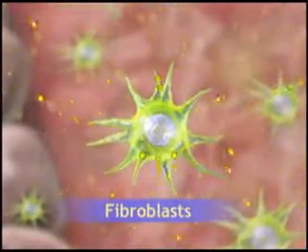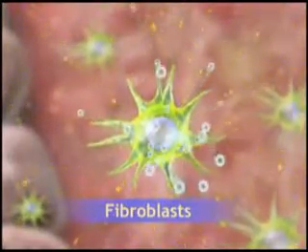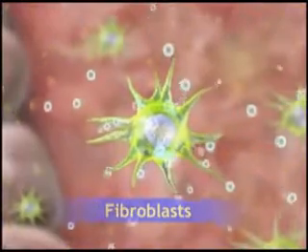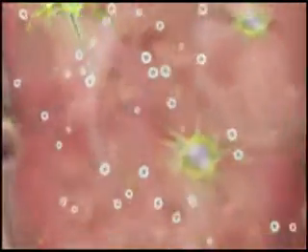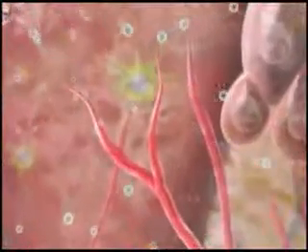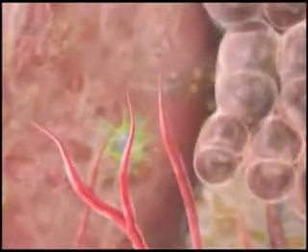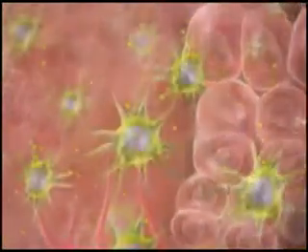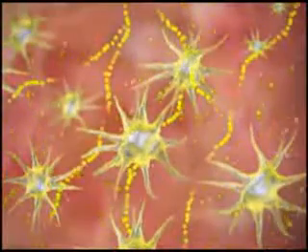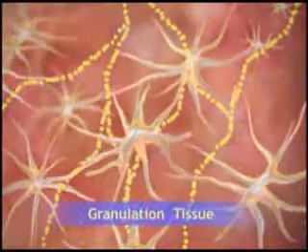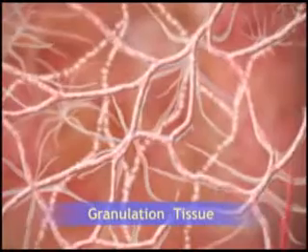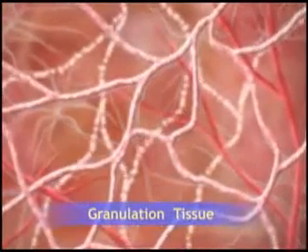They also secrete growth factors that induce the growth of blood vessels through a process called angiogenesis, while promoting endothelial cell proliferation and migration. The fibroblasts and endothelial cells form granulation tissue that serves as the foundation for scar tissue development.